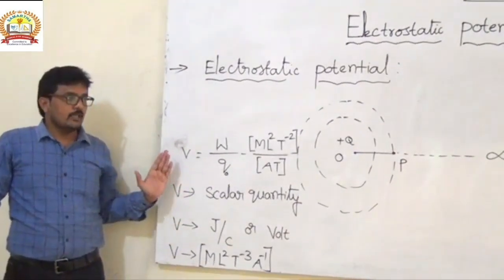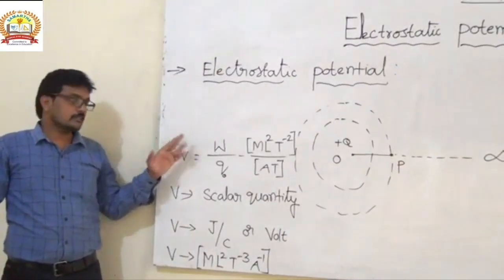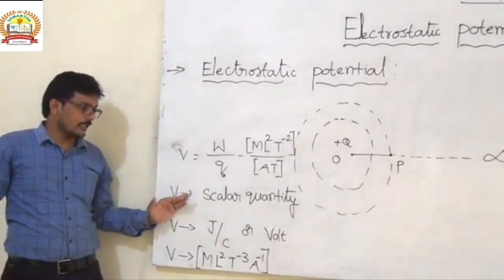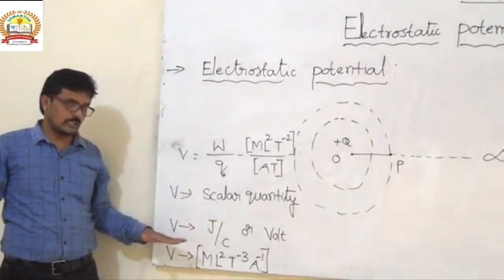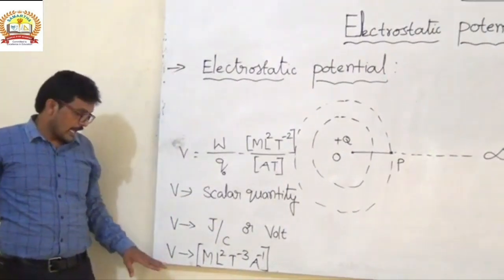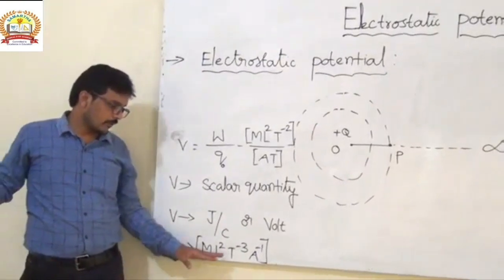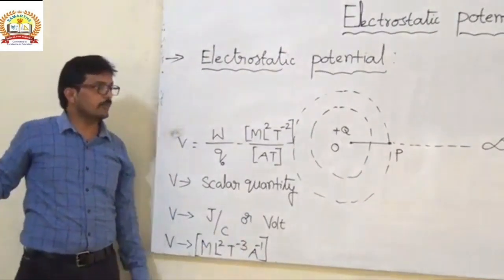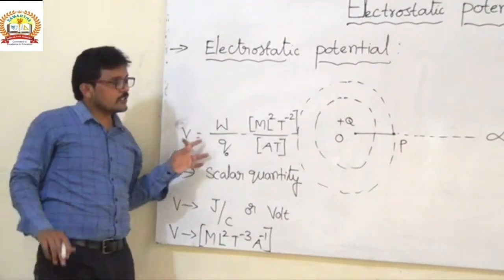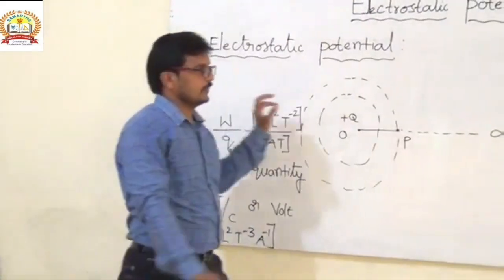So the mathematical form of potential is W by Q naught, and it is a scalar quantity, and the units are joule per coulomb or volt. And the potential dimensional formula is L power 2 T power minus 3 A power minus 1. And from this definition of electrostatic potential, we can define the volt.